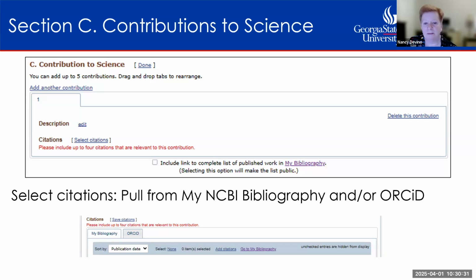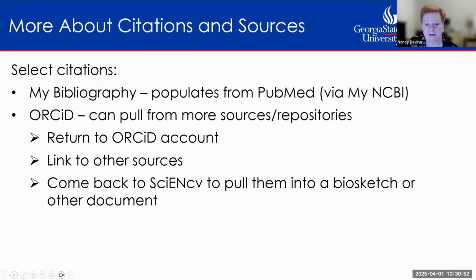You'll do them one at a time, but then you can rearrange the tabs to decide the order in which they're going to appear on your CV, which is a useful function. If you don't like what you're doing and you like what it looks like in your CV, you could manually redo that, but come back in here and rearrange your tabs instead to get your presentation the way that you'd like it. Just a couple of comments about citations and sources.